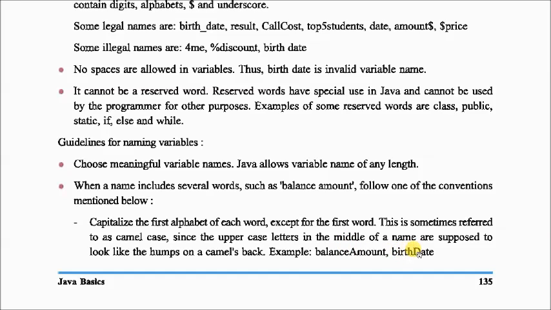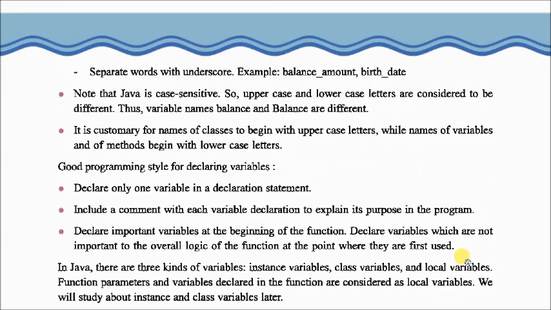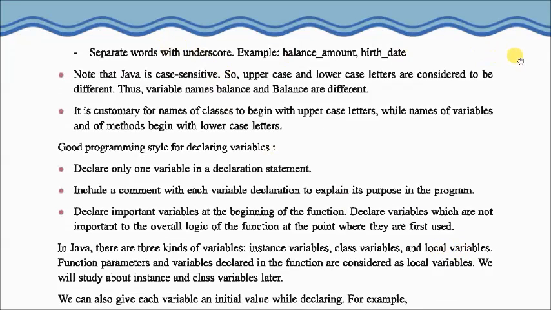Birthdate: if you don't want to use a special character here, then you can do it this way. Or separate words with an underscore, for example balance_amount, birth_date. Instead of that you can use the separator, or this special character called underscore.